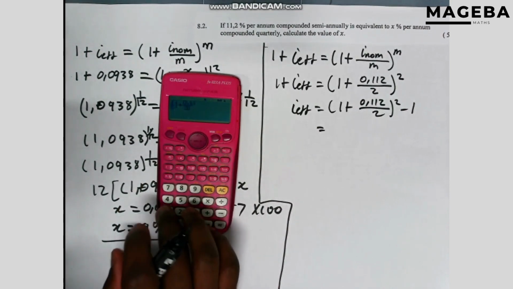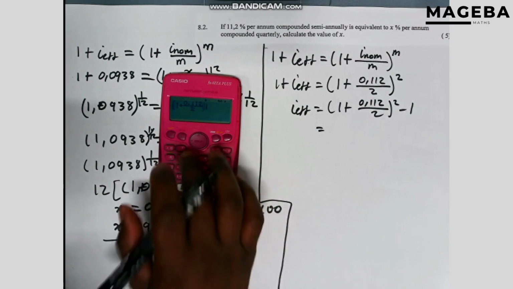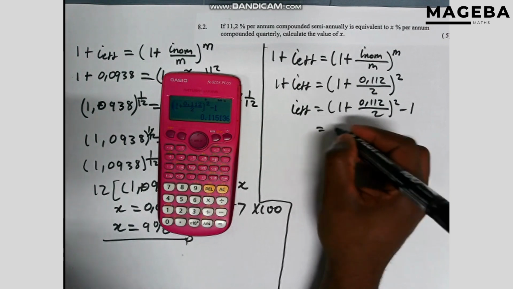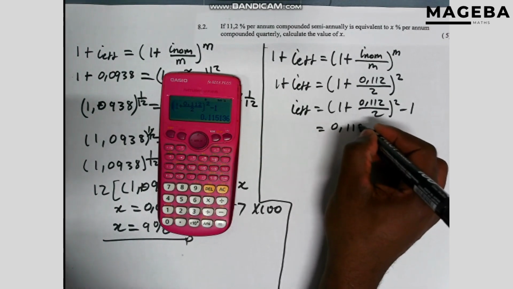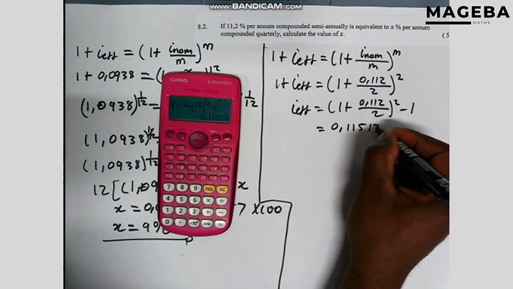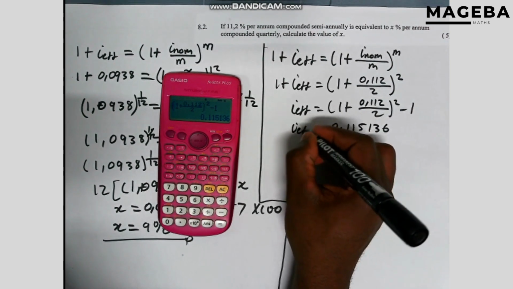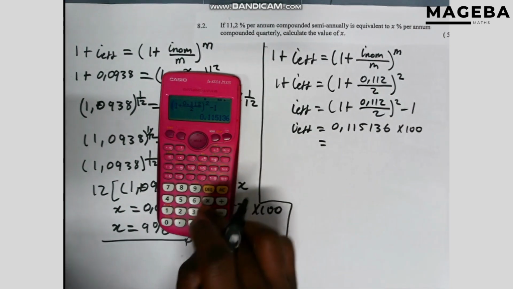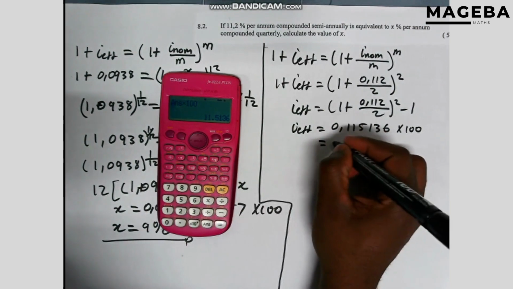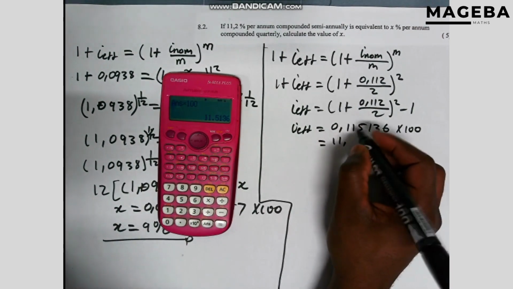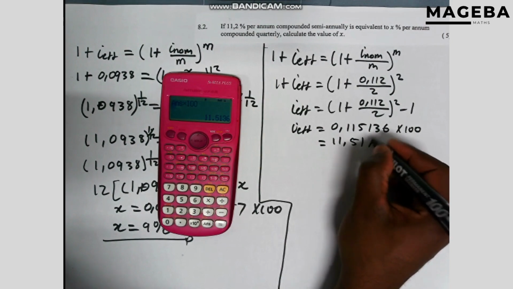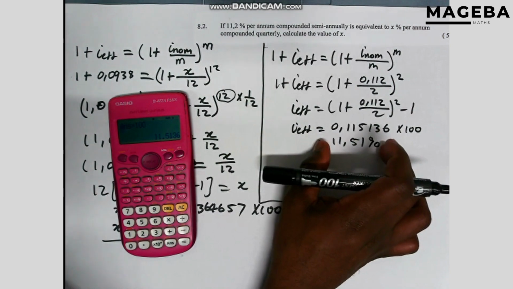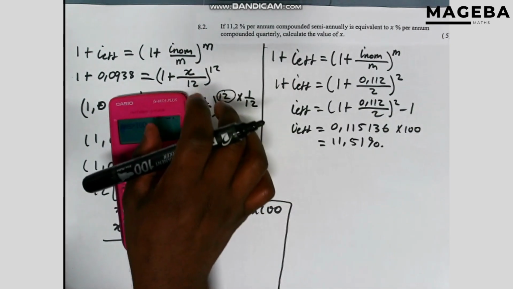we get 0.115136, and if you times it by 100, then we get 11.51%. Then from here, now this is our i effective. Now we're going to look for i nominal compounded quarterly. I hope you understand between the two questions that I just did now.